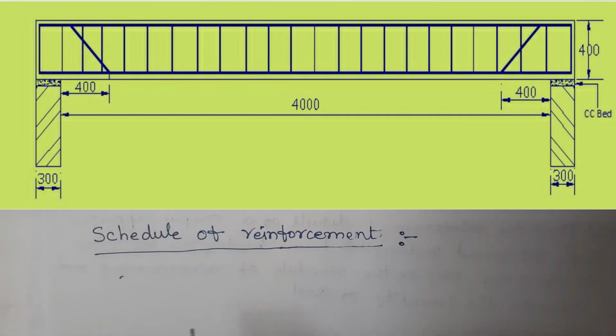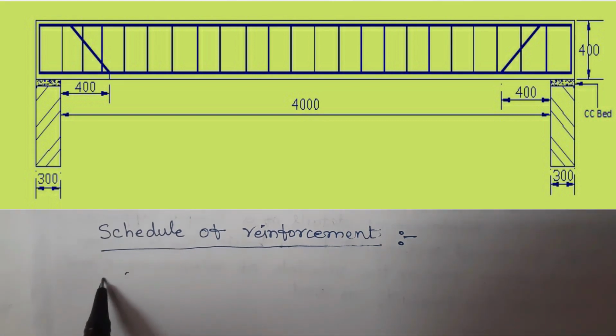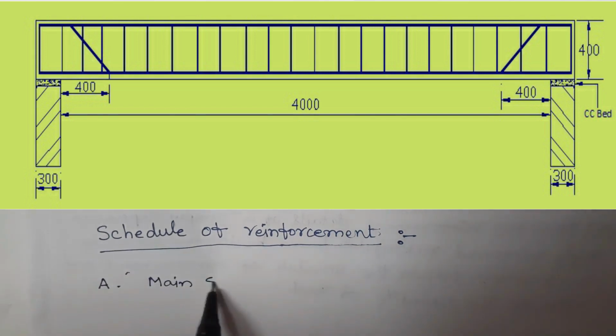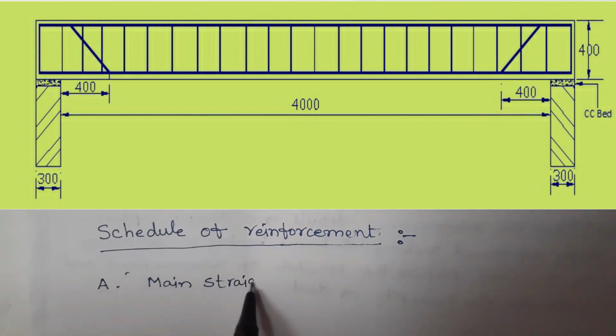From the given data of a simply supported, singly reinforced rectangular beam, different types of bars are to be provided in the beam. The length of several bars such as main straight bar, main cranked bar and a hanger bar and stirrups are to be provided in the beam. First we calculate the length of main straight bar. The schedule of reinforcement, say A is the main straight bar.